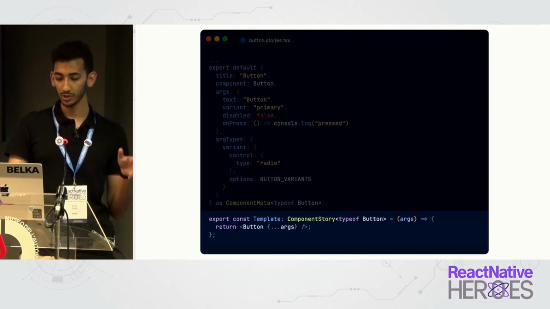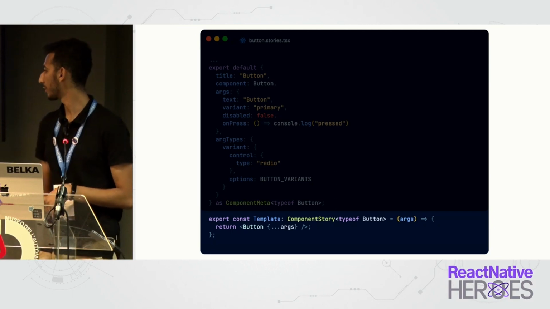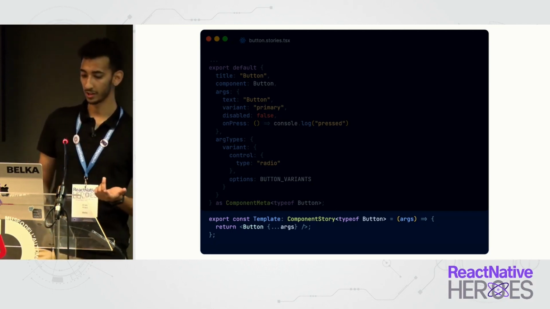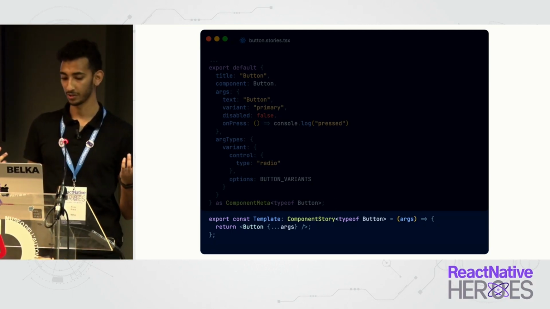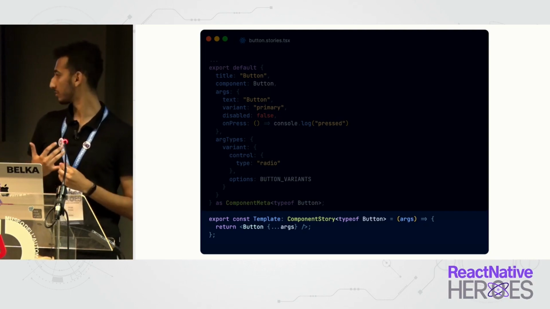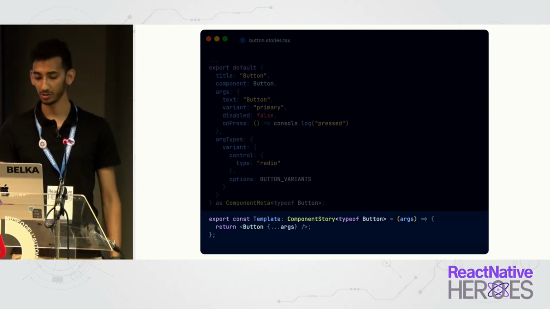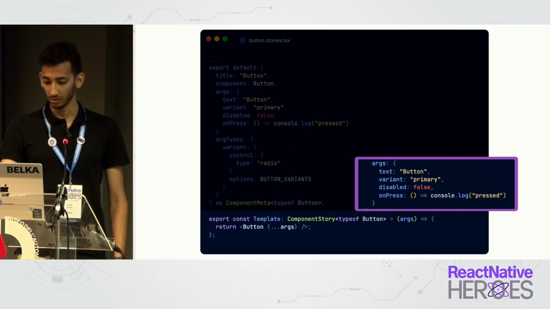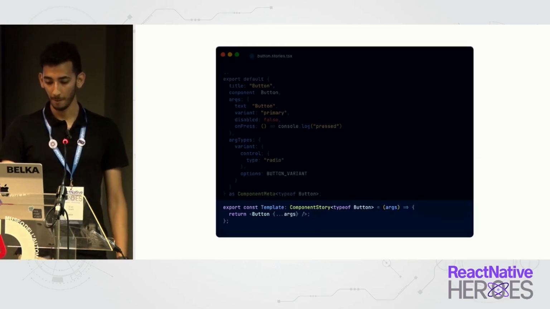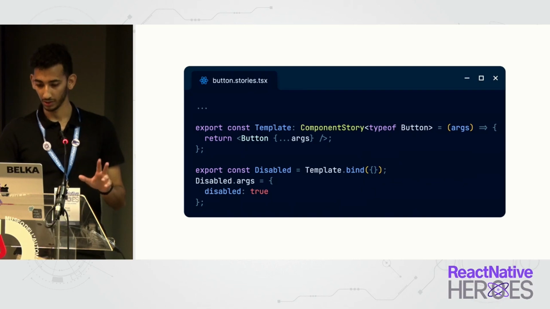Now, what we need to do is to set up this function that we're going to call Template, because it's the template of all our different stories that we're going to create. So this function takes some arguments that will be passed straight to the button. So the text, the variant, etc. that we saw previously. Oops, I think I missed something.